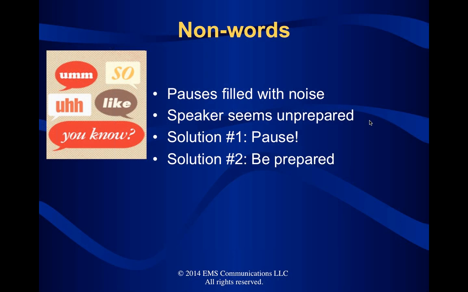Solution number one, pause. Solution number two, be prepared. The more you know your stuff, the better you know your content, the fewer non-words are going to be there. In our workshops, we help people realize where their non-words are coming in, and we do it by snapping our fingers. So in conversation and during presentation, when they use one, we let them hear it by snapping. And right away, that gets you attuned to it, and that's where you start to pull them out.